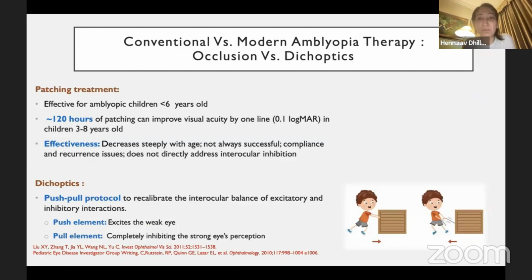The conventional therapy of amblyopia included patching or pharmacological penalization or mechanical penalization, which has been proven effective for children less than 6 years of age. The Pediatric Eye Disease Investigator Group amblyopia treatment studies say that about 120 hours of patching can improve visual acuity by 1 line in children who are 3 to 8 years of age, and the effectiveness decreases steeply with age. It is not always successful, not always seen to be successful in hyperopic anisometropic cases. Yes, it is successful in myopic anisometropic cases, to some extent successful in strabismic amblyopic cases as well, but there are compliance issues, there are recurrence issues, and it does not directly address the interocular inhibition.